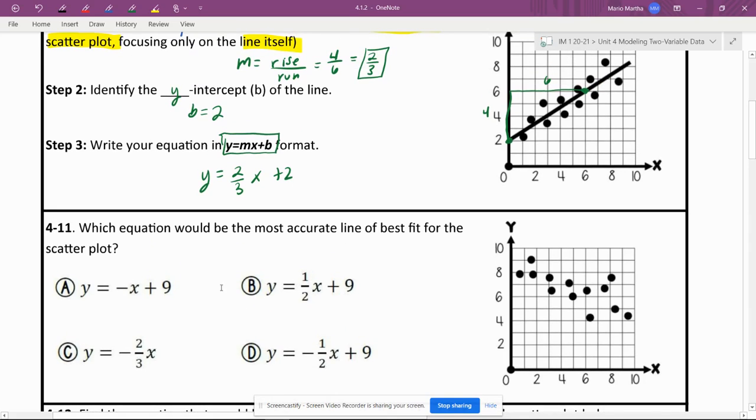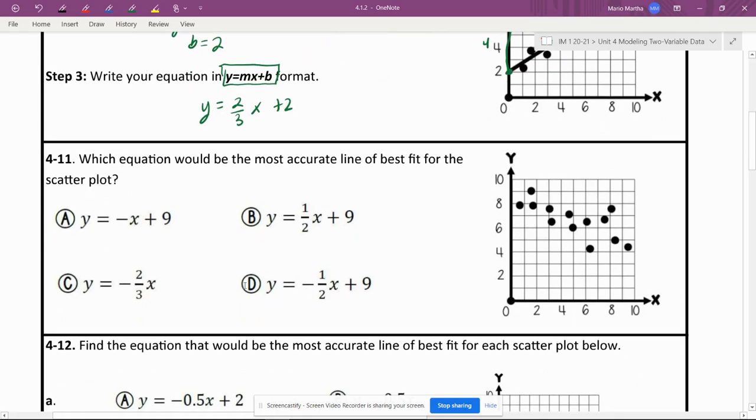So that's the line. And then question 4-11 says: which equation would be most accurate for the line of best fit for the scatter plot? Now, here we have pretty much just the points, right? So that's one of the things you notice. Of the four options that we have here: A is y equals negative x plus 9, B is y equals 1 half x plus 9, C is y equals negative 2/3 x, and finally D is y equals negative 1 half x plus 9.